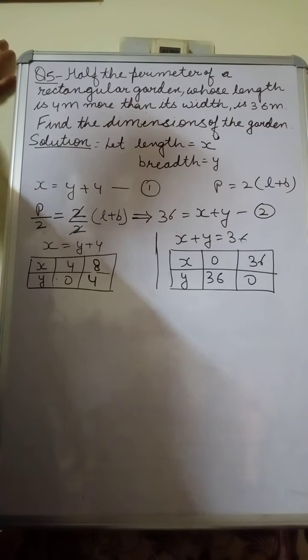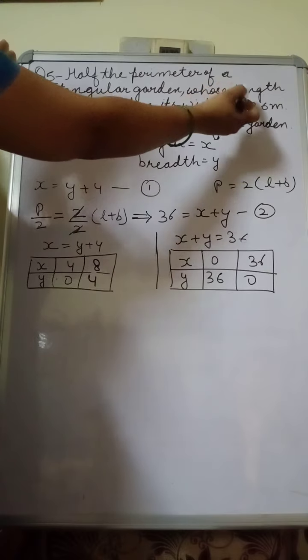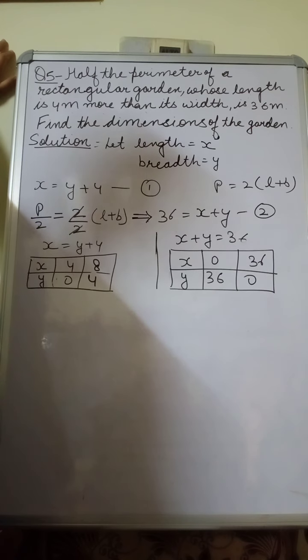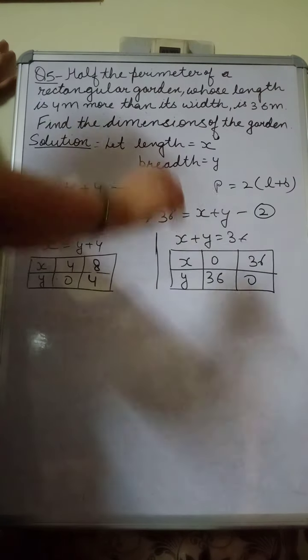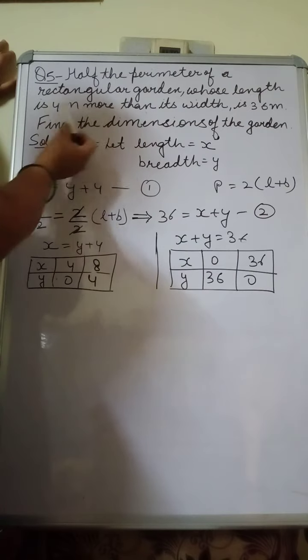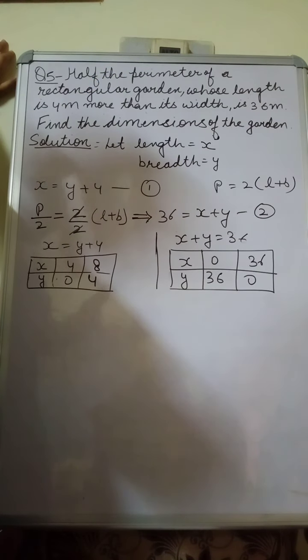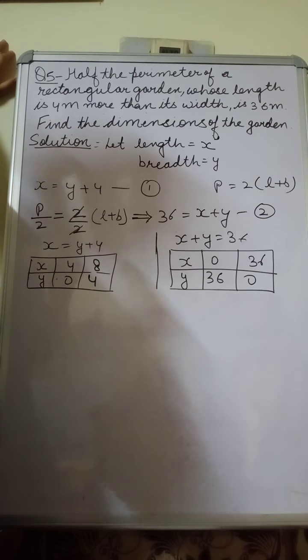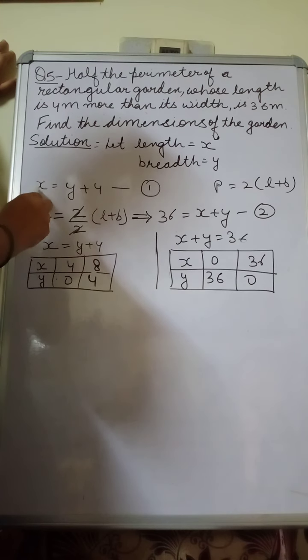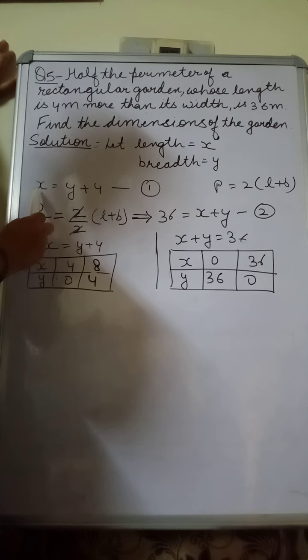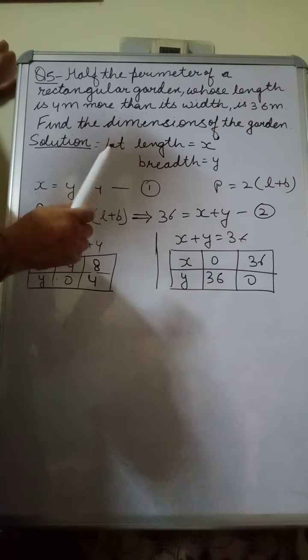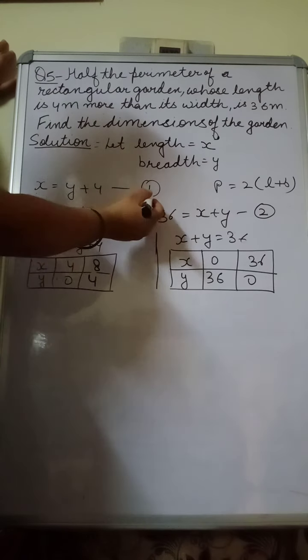The first linear equation is formed from the relation of the length and width which is given to us. The length is 4 meters more than its width, which means the difference between the length and the breadth is 4. If x is the length and y is the breadth, then x is equal to y plus 4, because the length is 4 meters more. So this is equation 1.